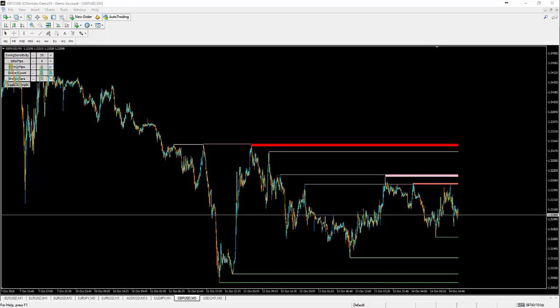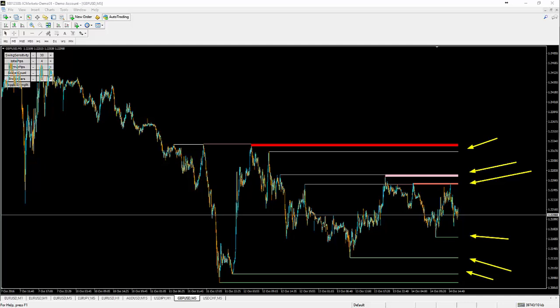Alright, so first things first, you'll notice that resistance are in shades of red and support are in shades of green. The darker the shade of red or the darker the shade of green, it means that the stronger the support and the stronger the resistance is.